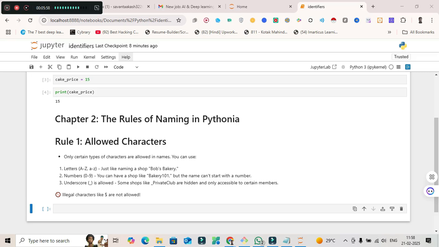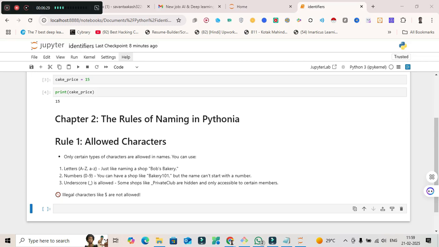You can have a shop like Bakery101, but the name can't start with a number. Okay, so make sure of that. And the third point you have to understand is that underscore is allowed. Some shops like _private_club are hidden and only accessible to certain members. Okay, so illegal characters like dollar are not allowed.